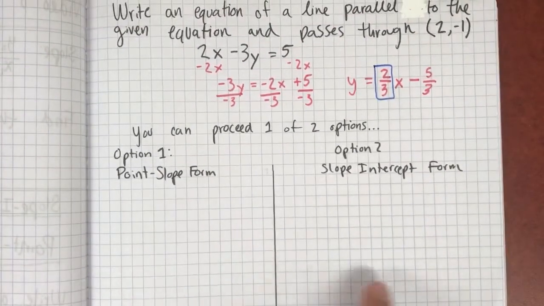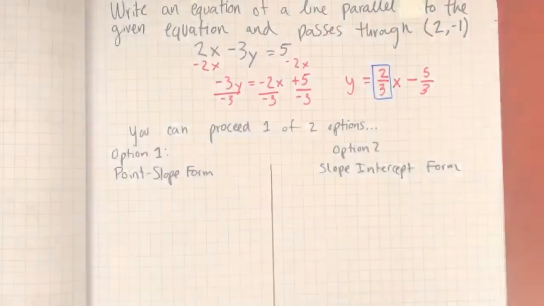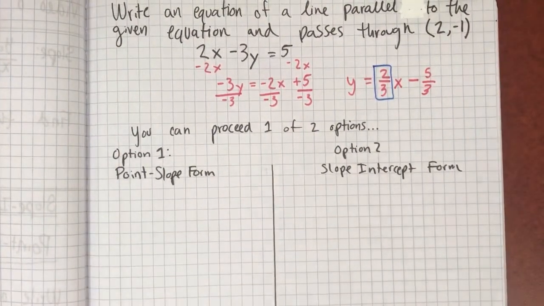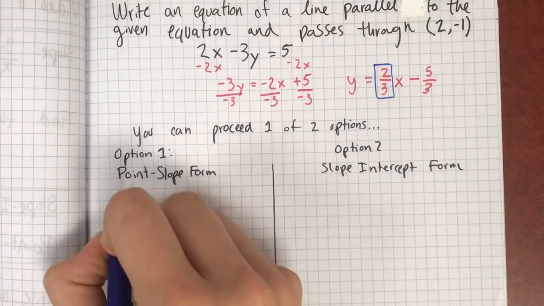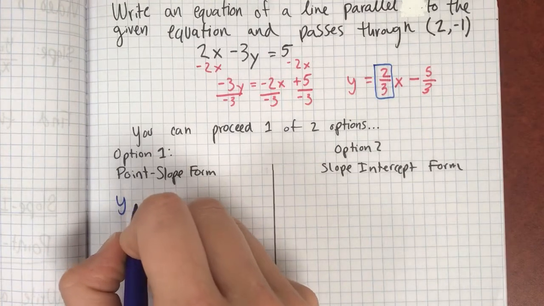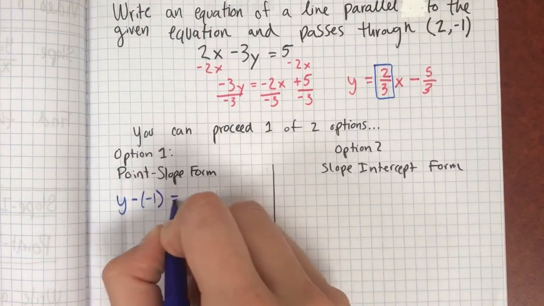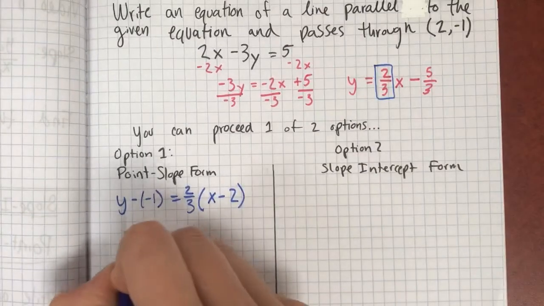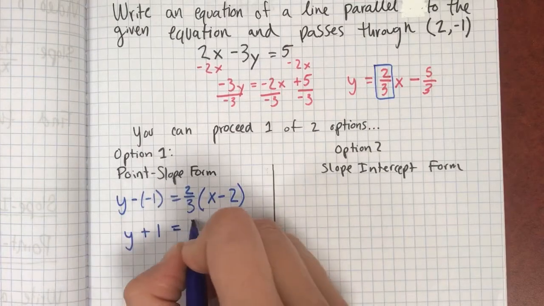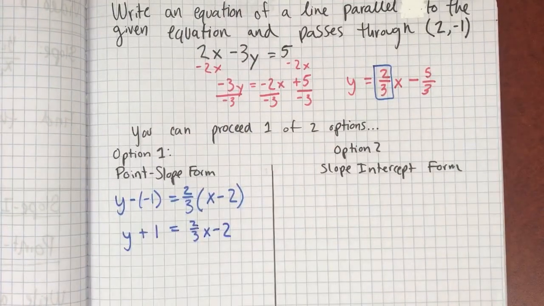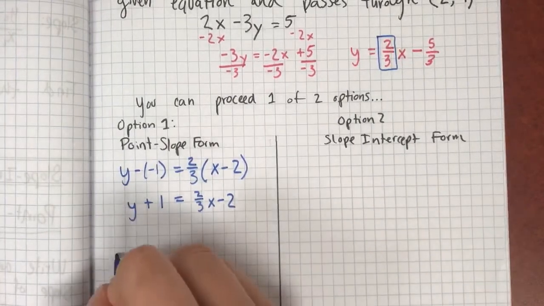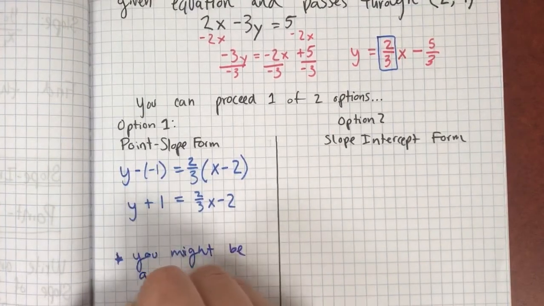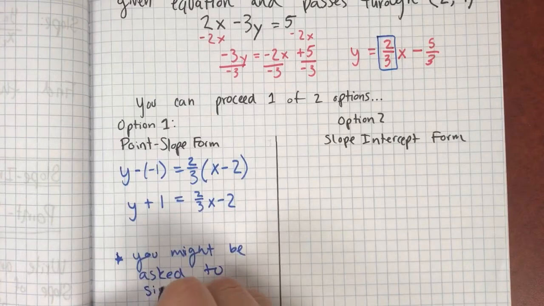Now, we're going to do this same problem two different ways, one with point-slope form and one with slope-intercept form. So with point-slope form, we know our slope and we know the point. So this would be y minus negative 1 equals our slope, 2/3, times x minus 2. So y plus 1 equals 2/3 times x minus 2. And you can keep that like that. Sometimes you might be asked to simplify, but for now we're going to keep it just like that.